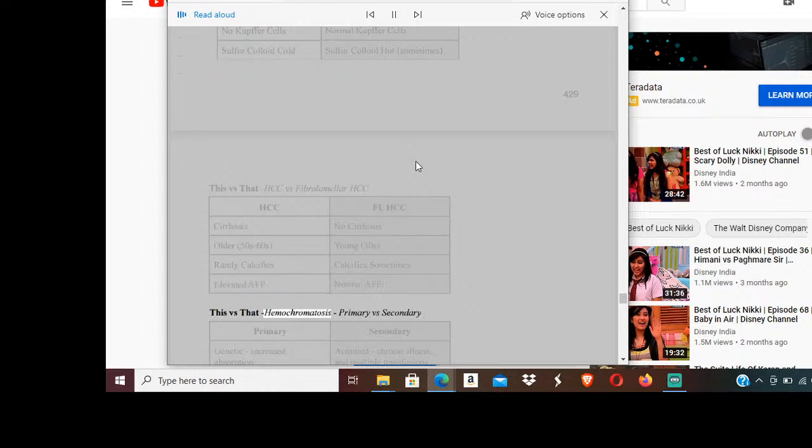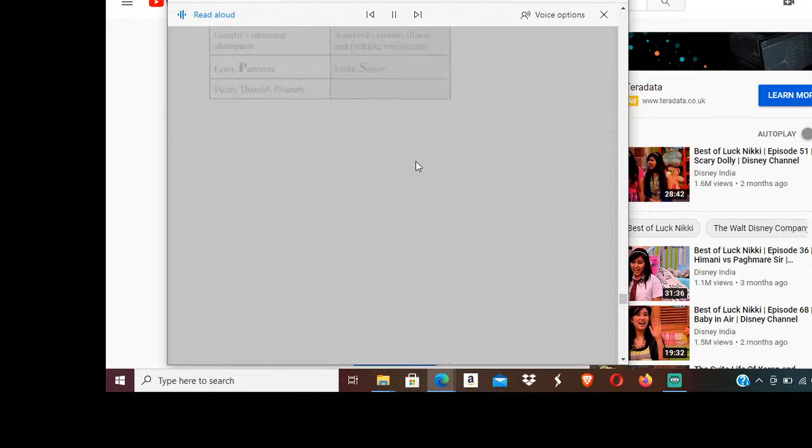This vs that, hemochromatosis, primary vs secondary. Primary: genetic, increased absorption, liver, pancreas, heart, thyroid, pituitary. Secondary: acquired, chronic illness and multiple transfusions, liver, spleen.